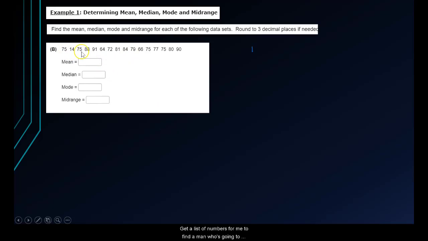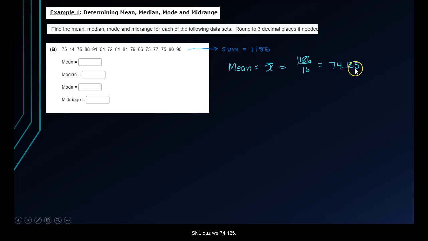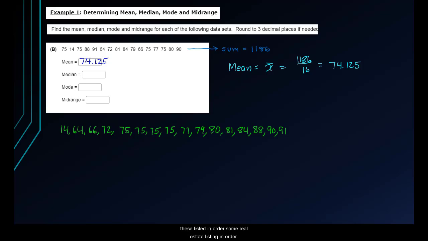For me to find the mean, I'm just going to add them all together. The sum is 1186. There are 16 numbers in that list, and so that comes to 74.125. Now again, for the median, mode, and mid-range, I need to have these listed in order, so I listed them in order. This one has 16 numbers in it, and when I take 16 and divide it by 2, I get 8 evenly. That's usually what I'm doing to find the median.